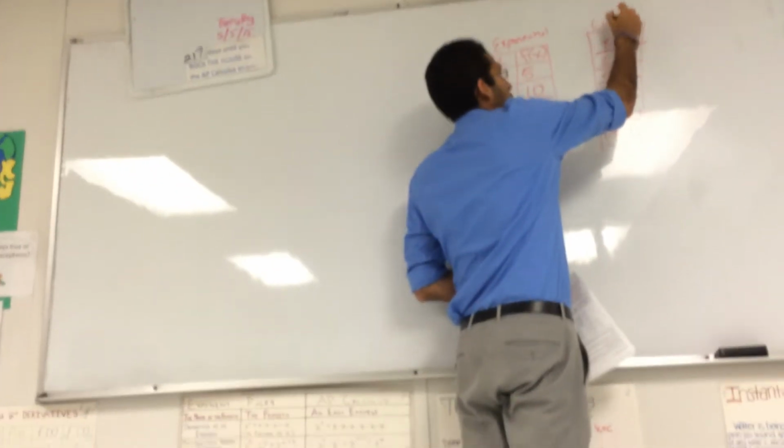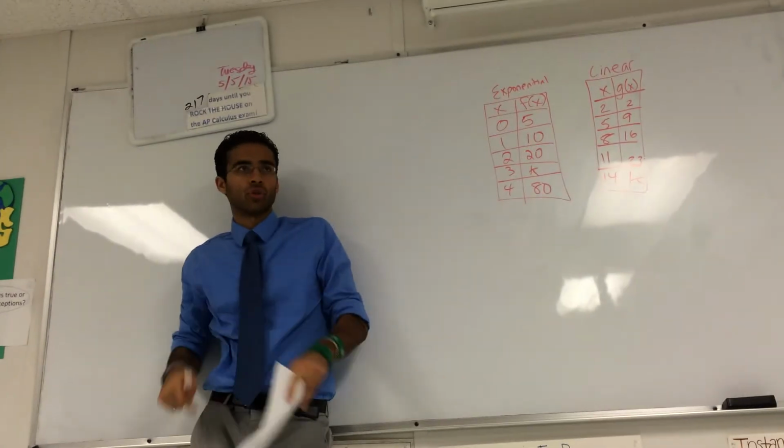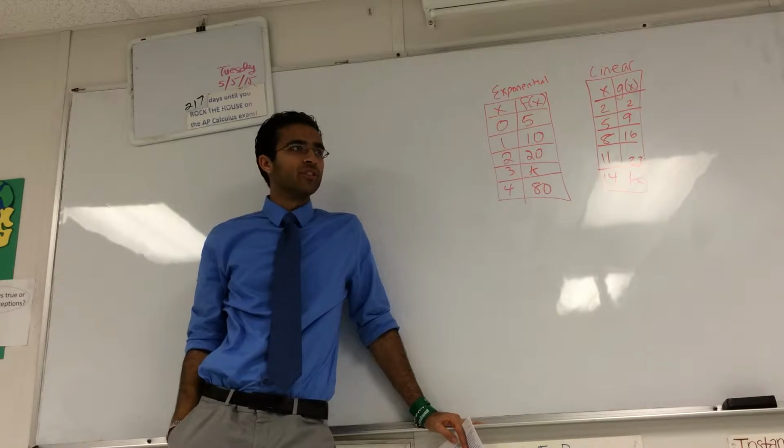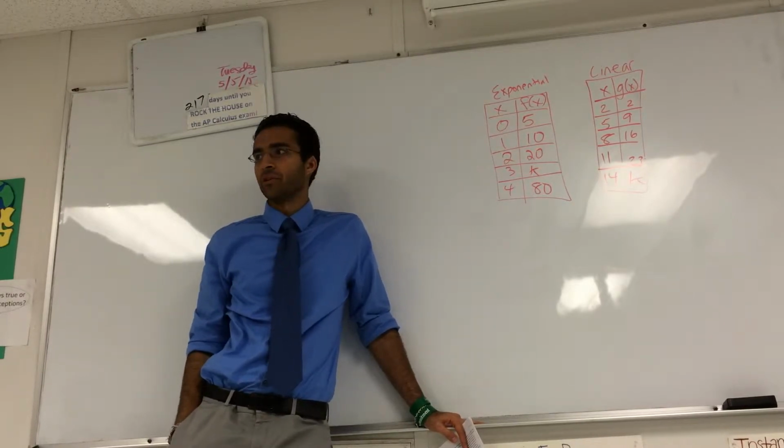G of x has to be linear. How do I know this? How do I know this beyond a shadow of a doubt? You've got a minute to think about it, so some thoughts. How do we know for sure that g of x must be linear?